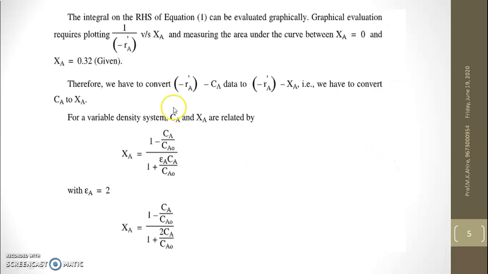Now for a variable volume system, how are XA, CA and CA0 related? They are related like this: XA equals (1 minus CA upon CA0) divided by (1 plus epsilon A times CA upon CA0). You will find this equation in a simple CRE 1 textbook also. Epsilon A is 2, so your equation of XA, CA, CA0 will be this.